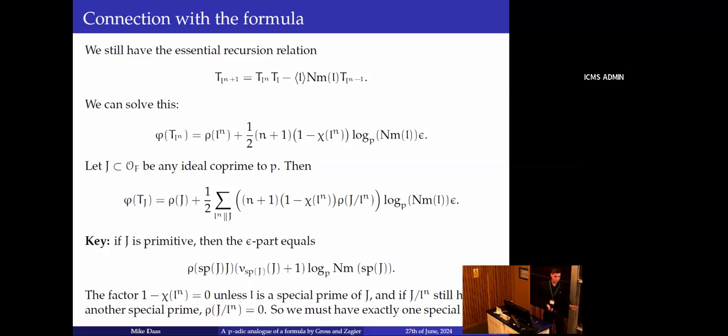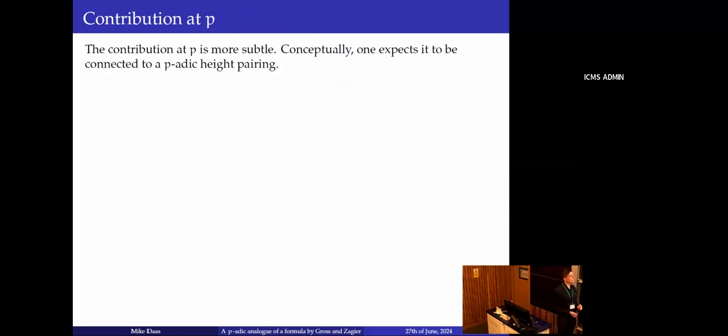But of course, I haven't told you what happens at P. This is all away from P. The theory is much more sensitive at P. So that's something we would still have to compute. And conceptually, you would expect it to come from some kind of p-adic height pairing on the Shimura curve, or its Jacobian. Just like in Gross and Zagier, you got this result that related the result of their operation to a height pairing of Heegner divisors.